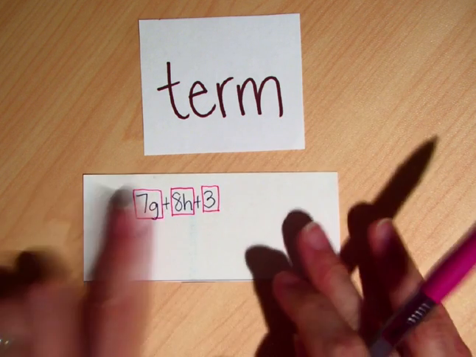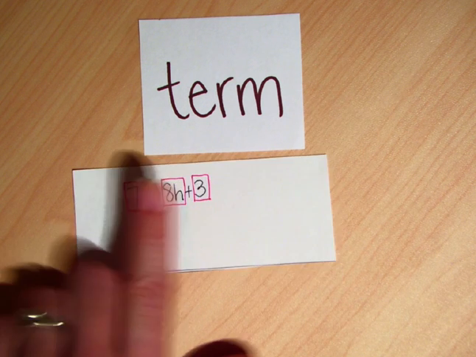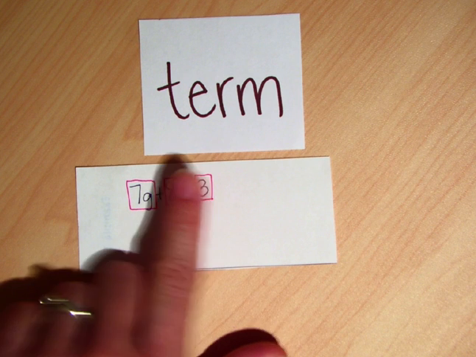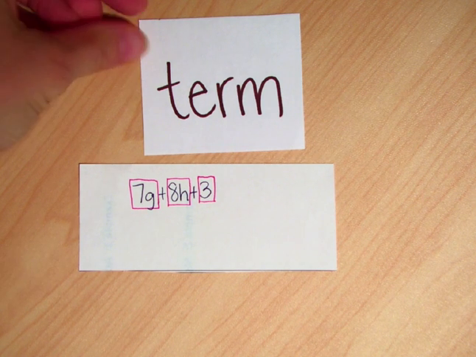7g is a term. I could take it away from the expression and still have an expression. I'd take away the sign too. I could take away the 8h and still have an expression. I could take away the 3 and still have an expression. So a term is anything that can be added to or subtracted from the rest of the terms, or the rest of the expression. That one is definitely going in your ISN.